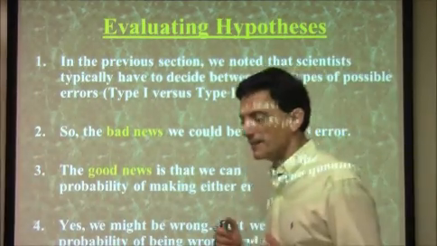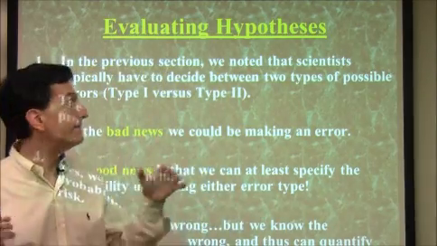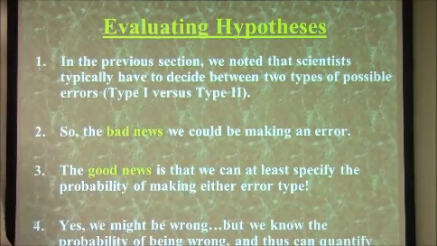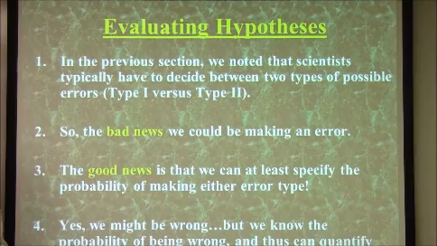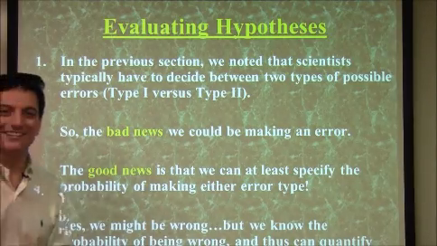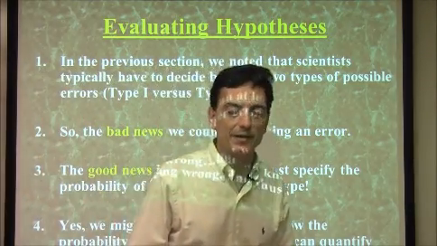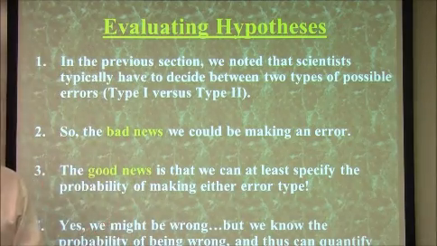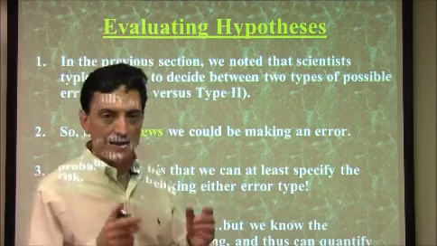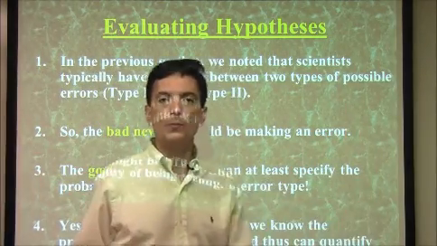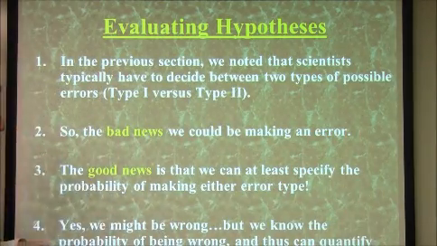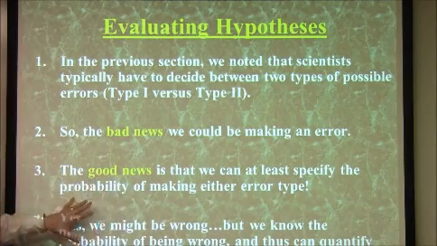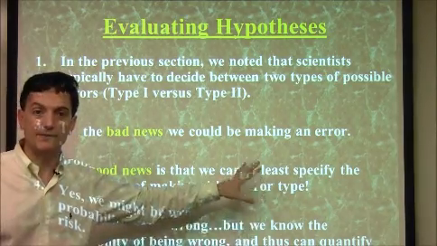So the bad news is that when we're engaging in this evaluation of hypotheses, we might be making an error. And that seems like a downer to a lot of us, because we want to typically get things right. What I do love about science, though, is that we're very open about the kinds of errors that we can make. And we even have names for them, type 1 error, type 2 errors. We even have probabilities, as we'll mention in just a moment. The good news is that we can at least specify the probability of making any one of these errors.